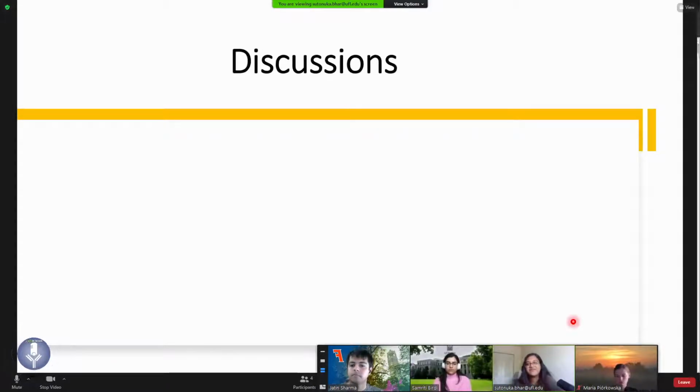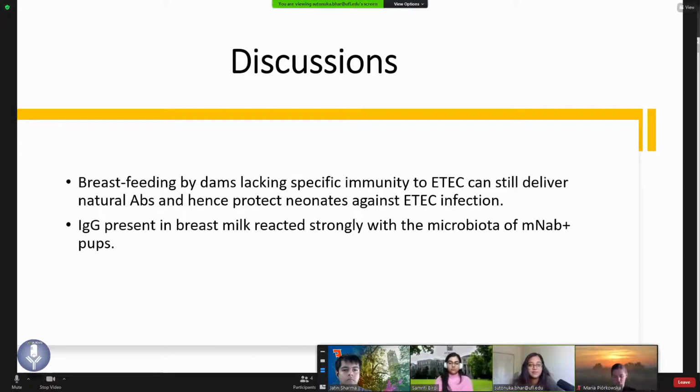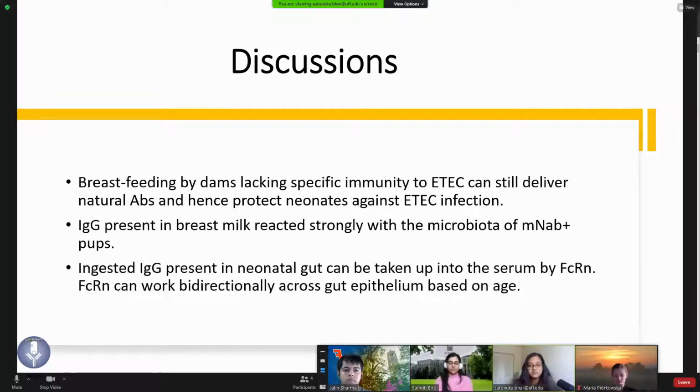That was the last figure, and now we come to the discussions. In this study, we have seen that breastfeeding by dams lacking specific immunity to ETEC can still deliver natural antibodies and hence protect the neonates against pathogenic ETEC infection. The IgG, which was present in the breast milk, reacted strongly with the microbiota of mNab plus pups. And lastly, ingested IgG present in the neonatal gut can be taken up into the serum of those neonates by FcRn. FcRn can work bidirectionally across gut epithelium based on age.